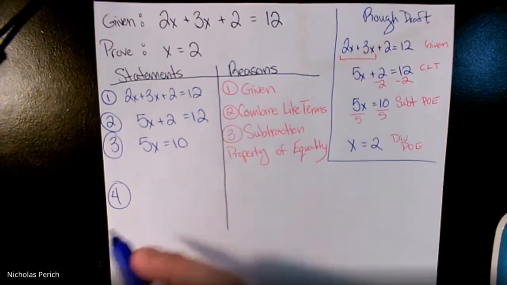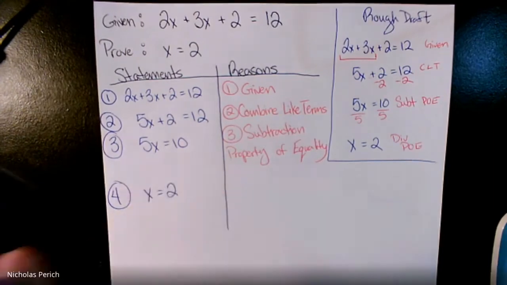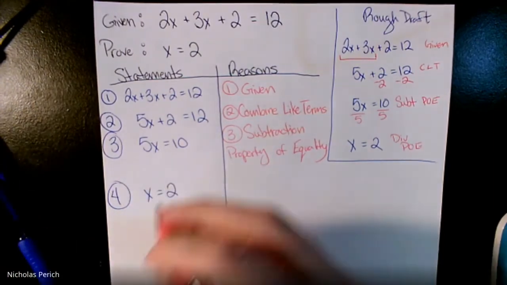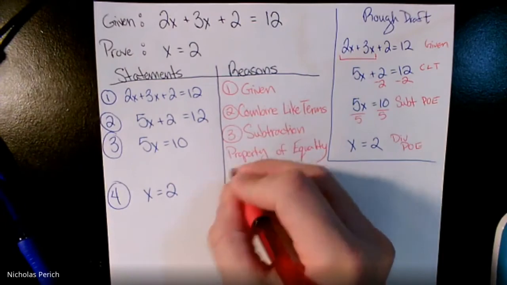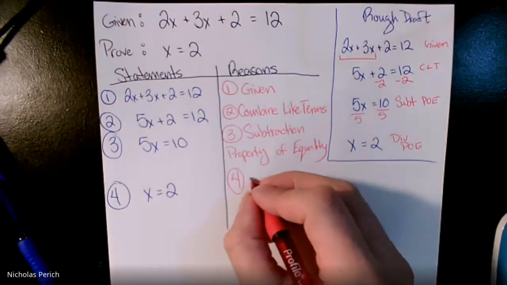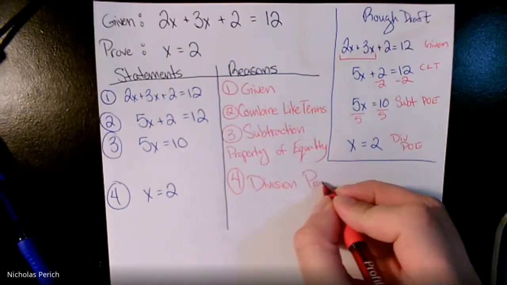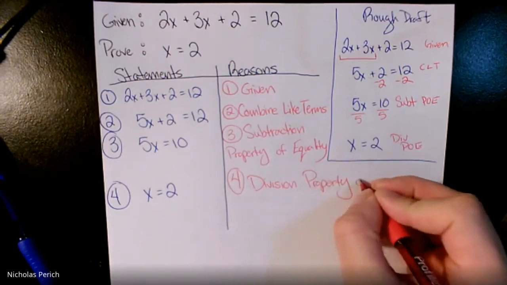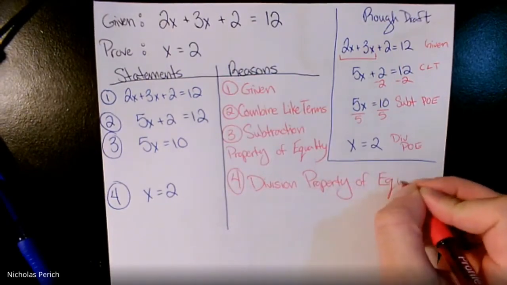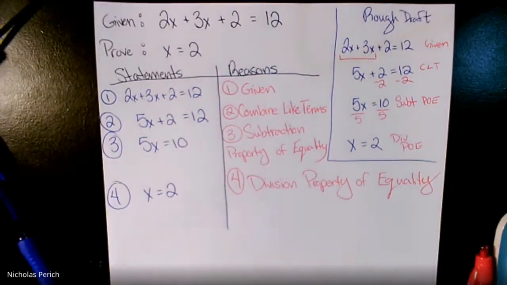Anyway, my last thing is I go from 5x equals 10. See, Camilla, I know things. 5x equals 10 to x equals 2. And the reason why I did that, to get from 5x equals 10 to x equals 2, is I used the division property of equality. So that's what a 2-column proof looks like.